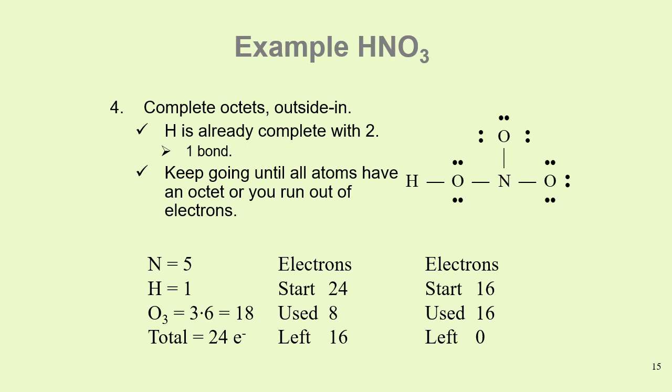So now we have to put the other 16 here. So we put 1, 2, 3, 4, 5, 6, 7, 8, 9, 10, 11, 12, 13, 14, 15, 16, which is enough. So the bond is complete, nothing left, zero left. Keep going until atoms have an octet or you run out of electrons. In this case, it's enough.